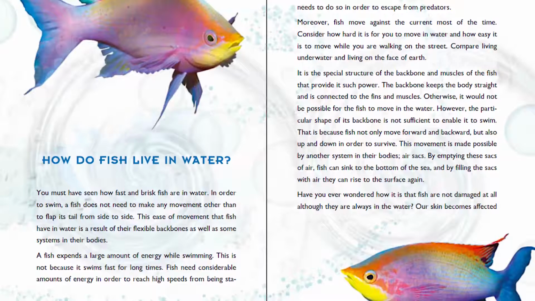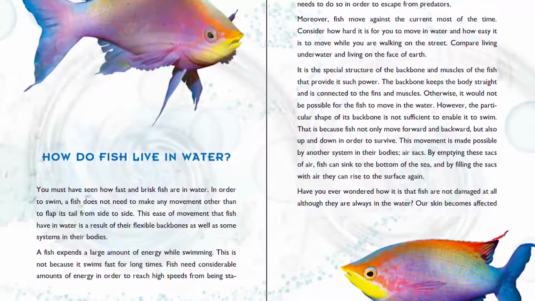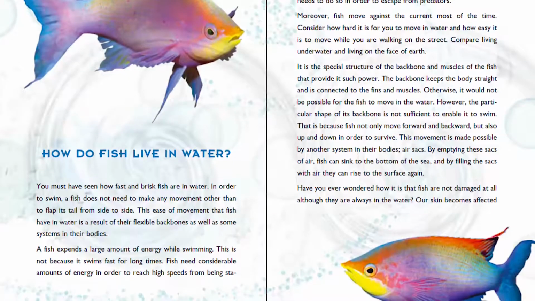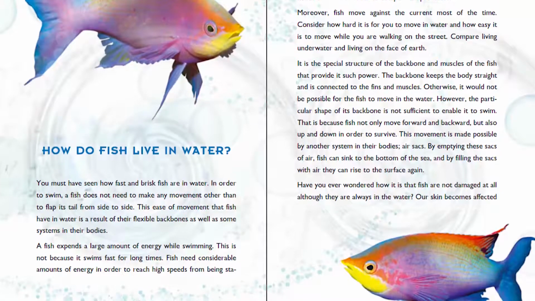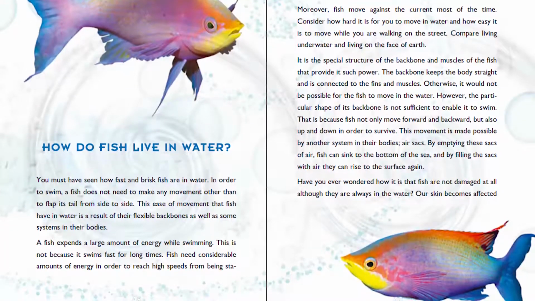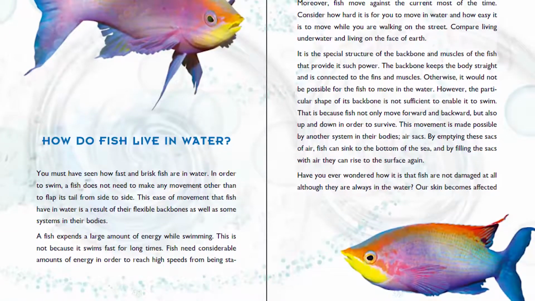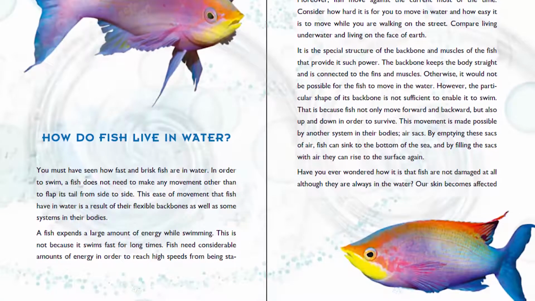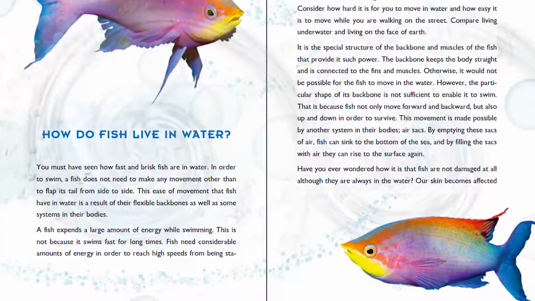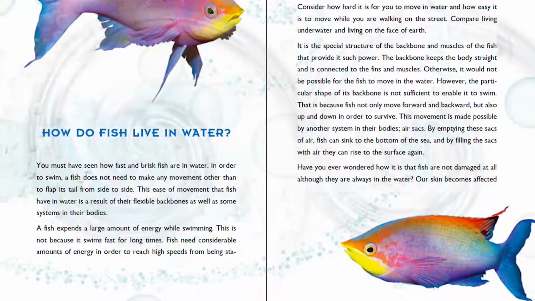The backbone keeps the body straight and is connected to the fins and muscles. Otherwise, it would not be possible for the fish to move in the water. However, the particular shape of its backbone is not sufficient to enable it to swim. That is because fish not only move forward and backward, but also up and down in order to survive.